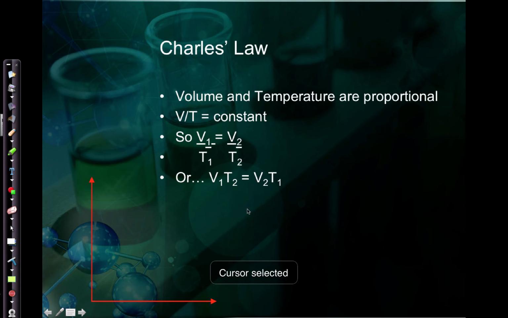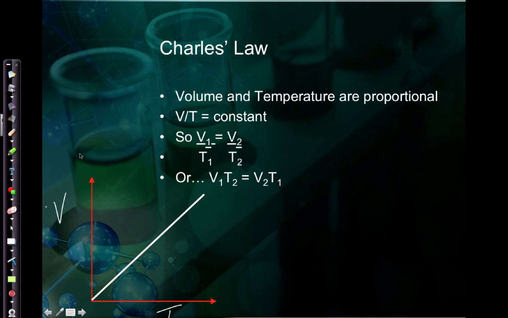Okay, so this is what a direct relationship looks like. So if it's directly related or proportional, this is the kind of graph you're going to see. And again, volume here is on the y-axis, temperature is on the x.